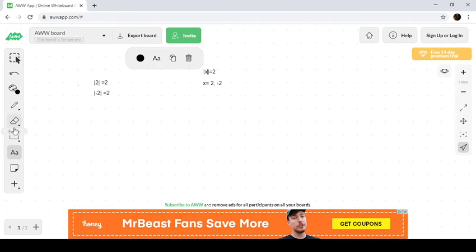So let's take a look at this example that I have here. Absolute value of 2x plus 3 equals 5.